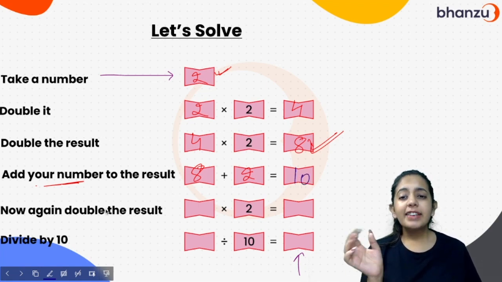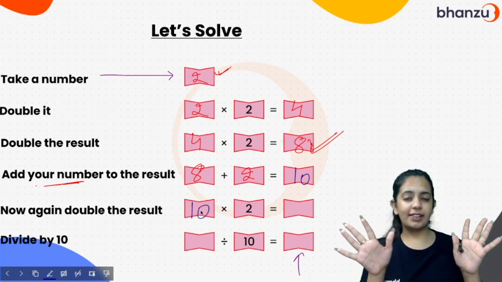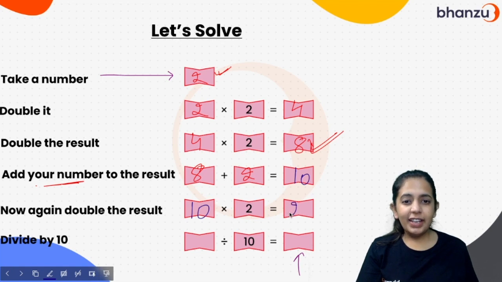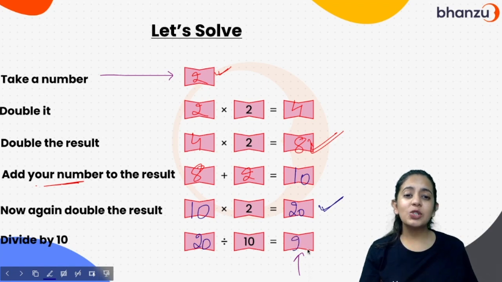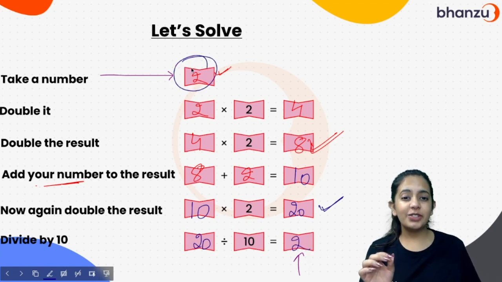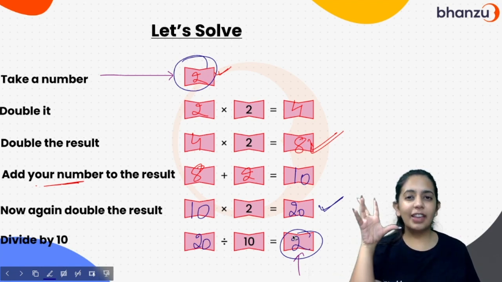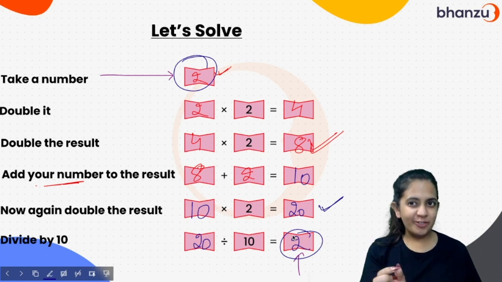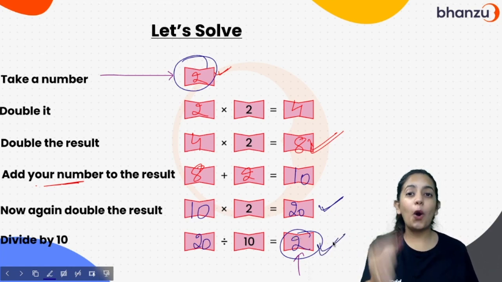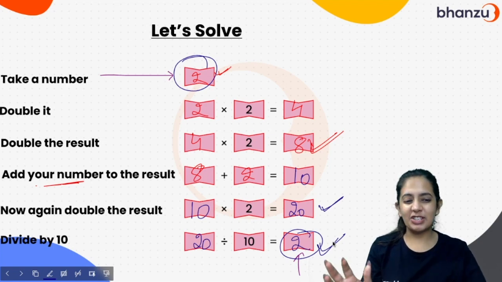Okay, now double this number again, which is 10. So you have to double this 10 again. 10 twos are 20. Now divide it by 10 again. So 20 divided by 10 is 2. See, you began with 2 and you ended at 2. So you can choose any number. If you are trying with some other number other than 2, then you are going to find the result as your number itself. Now go and tell this to your friends and show this magic to them.